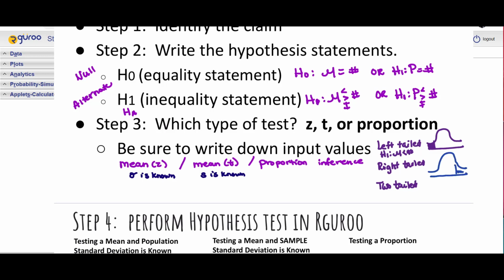Right-tailed is when your H1 is that it is greater than some number. And then two-tailed happens when you're not specifying whether it's less than or greater than. You're saying it could be either one as long as it's different than some number. So if the H1 is less than, we consider that a left-tailed test. If H1 is greater than, we say that's a right-tailed test. And if H1 is not equal to, we say that's a two-tailed test. All right. So that's the types of tests.